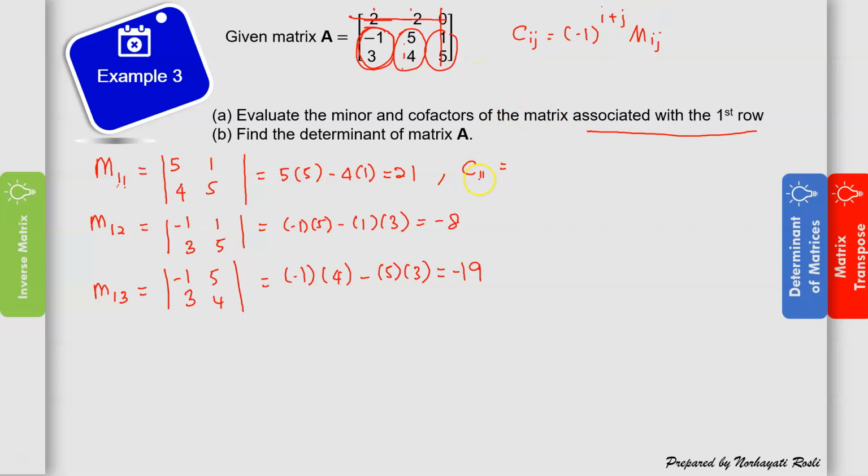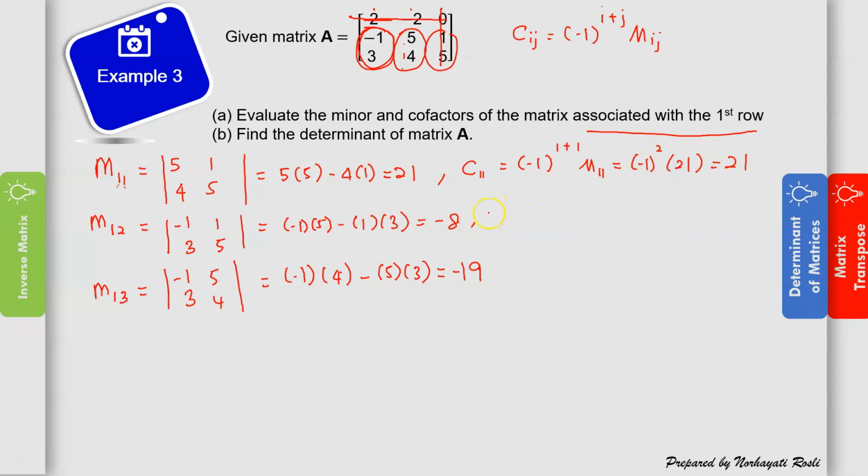So here our i is 1 and j is 1. We have negative 1 power 1 plus 1, because this is i, this is j, M11. The answer here: negative 1 power 2, and M11 is given by this 21. So times 21, we get the answer 21.